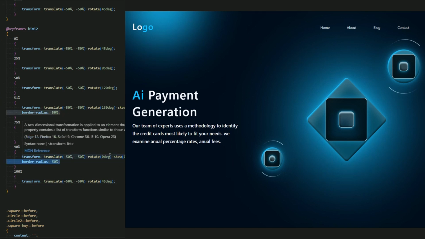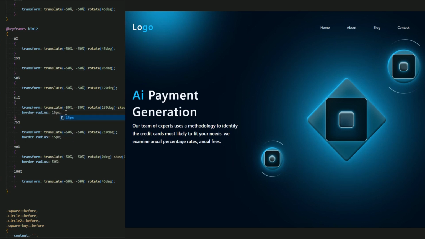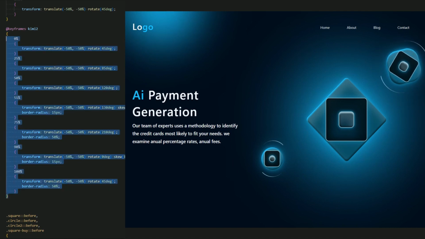Oh, let me just change the border radius. I just set it to 15 pixel, and this be 15%, 15 pixel again, 15 pixel, and this be 15%. There we go. This is the animation of the Kimi 2.